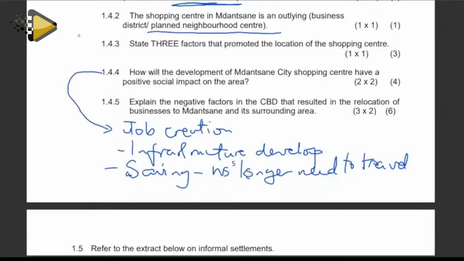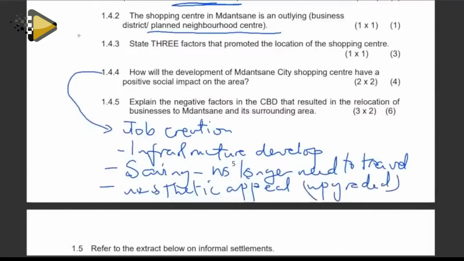And also we can say it gives an aesthetic appeal. Because of the mall and the shopping center being developed, the area becomes upgraded. So at the end, it gives a beautiful look to the area because now there is a well-established shopping center which looks beautiful. It upholds the aesthetic appeal of the area because it has been upgraded. So basically, those are some of the ideas that you can use to answer that question.